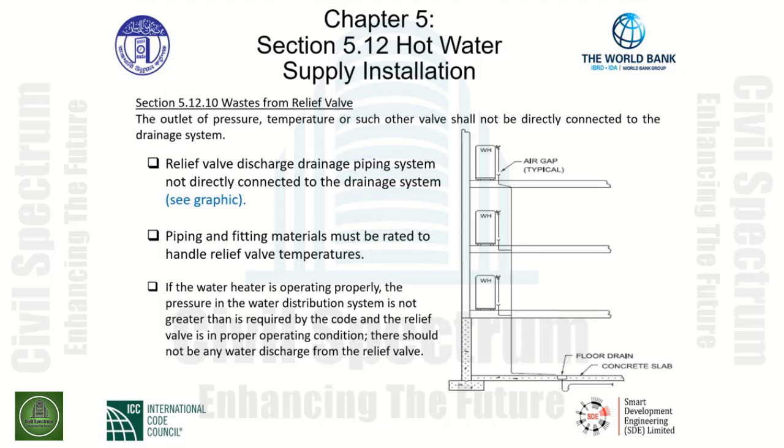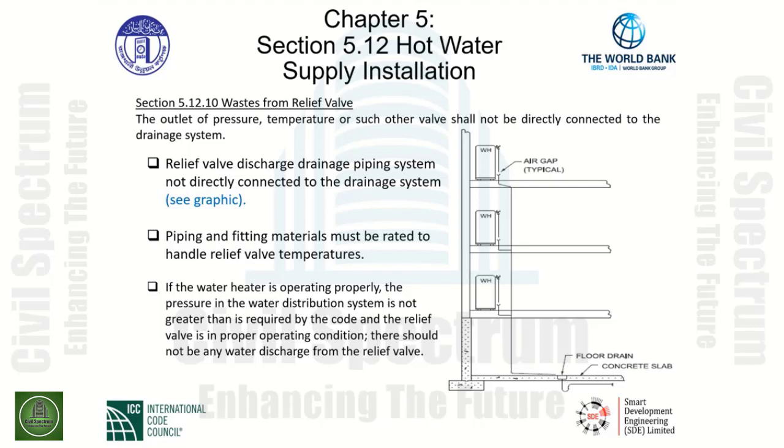Section 5.12.10, Waste from Relief Valve. We need to make sure that the outlet of pressure, temperature, or other such valves are not directly connected to the drainage system. The relief valve discharge draining piping system, indicated to the right, indicates that there is a separate relief valve waste piping system. And in this case, it is not directly connected to the drainage system.